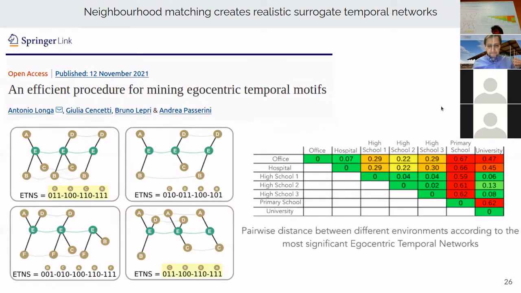It's not really an isomorphism test. It's just that you are considering only the first order neighborhood. This is why you can build a signature that contains all the information of the graph. If you would like to move to second order, it's not going to work. And this is why our algorithm is super fast in terms of mining and also in terms of generation.